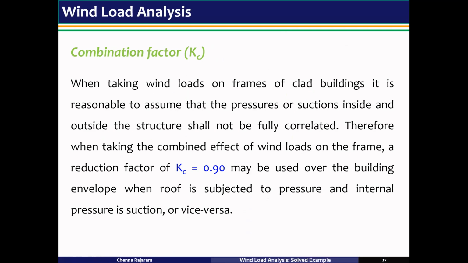Combination factor Kc. When taking wind loads on frames of clad buildings, it is reasonable to assume that the pressure or suction inside and outside of the structure shall not be fully correlated. Therefore, when taking the combined effect of the wind loads of the frame, the reduced factor Kc equal to 0.9 may be used over the building's envelope when roof is subjected to pressure and internal pressure is suction or vice versa.